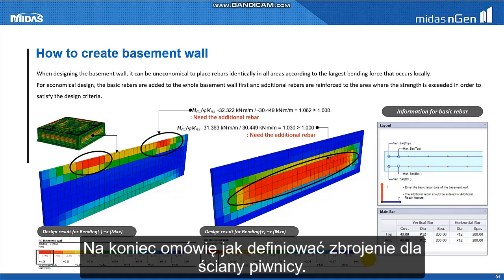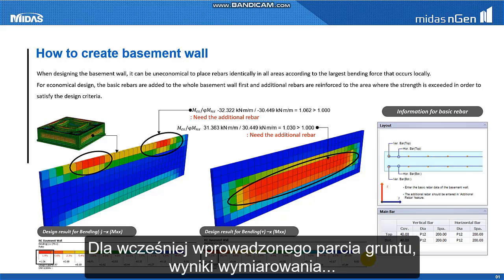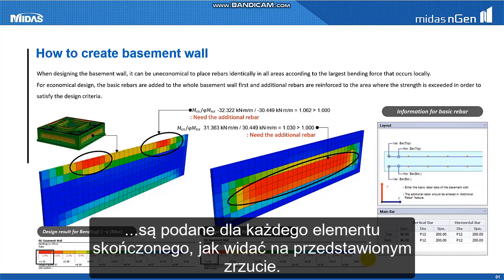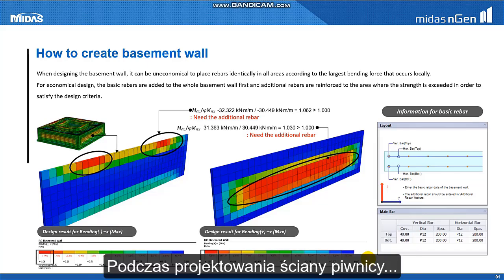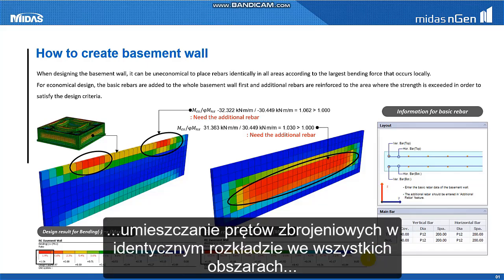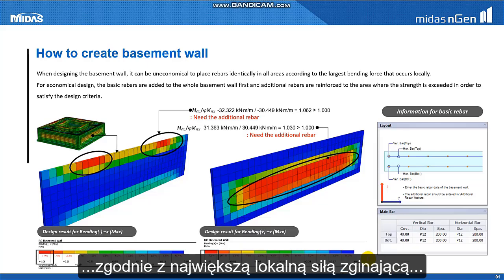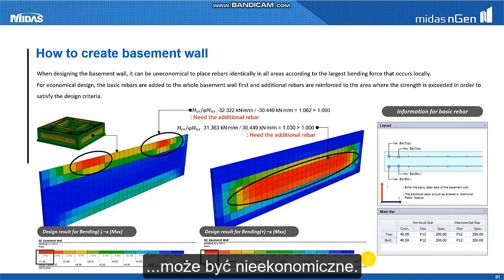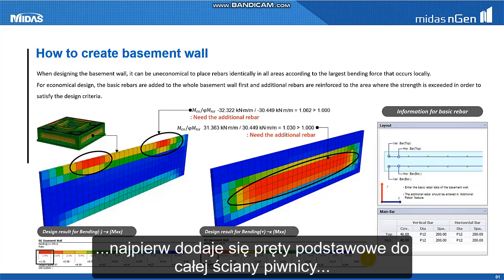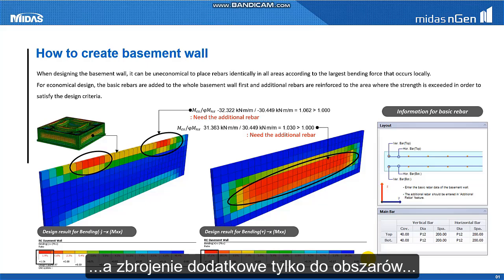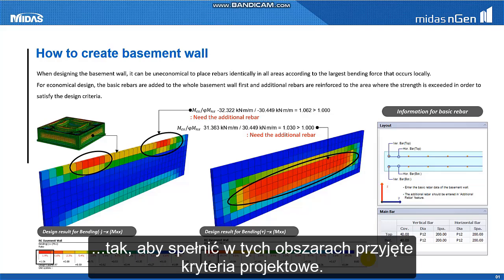Finally, design the basement wall. For the previously input earth pressure, design results are provided for each element as follows. When designing the basement wall, it can be uneconomical to place levers identically in all areas according to the largest bending force locally. For economical design, the basic levers are added to the whole basement wall first, and additional levers are reinforced to the area where the strength is exceeded to satisfy the design criteria.